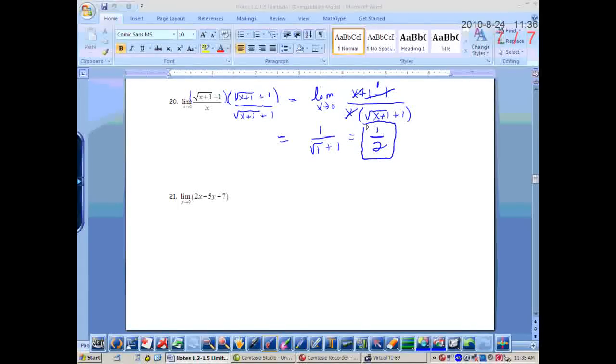Okay, sometimes you're going to have more than one variable in your problem. On 21, we're taking the limit as y approaches 0. So the x in the problem is just going to stay an x. What do you think the limit as y approaches 0 is going to be? Exactly, 2x minus 7. See how intuitive calculus is? So it just turns out that this limit happens to have a variable in the problem.